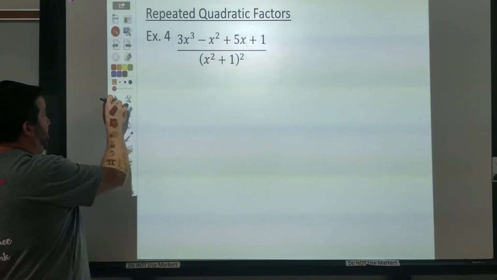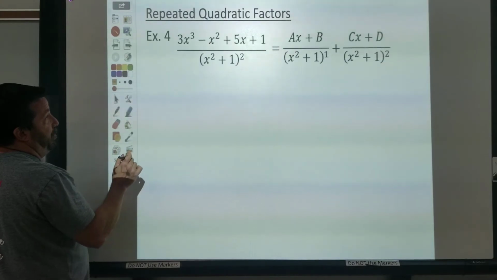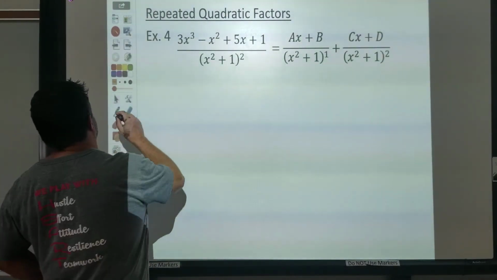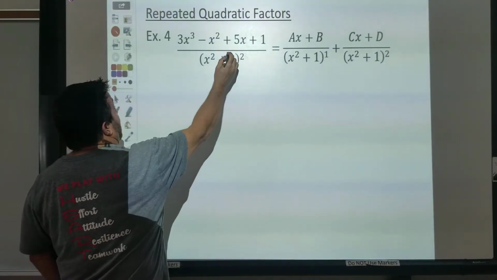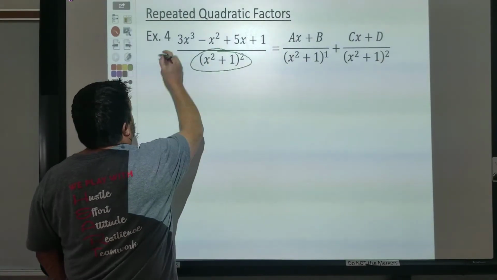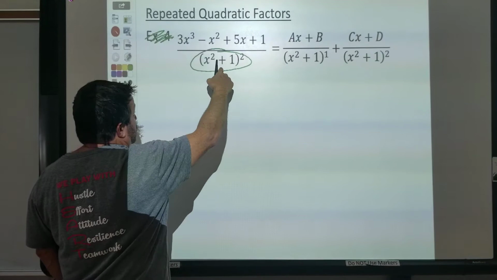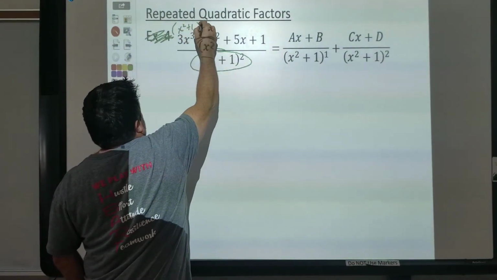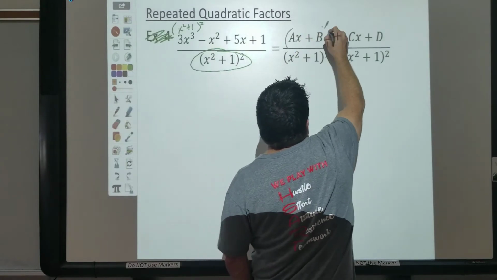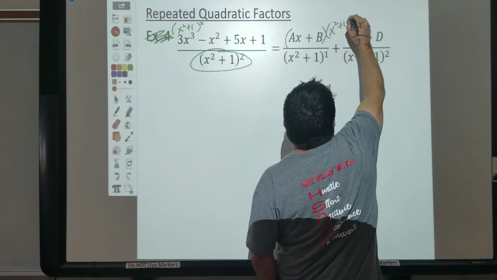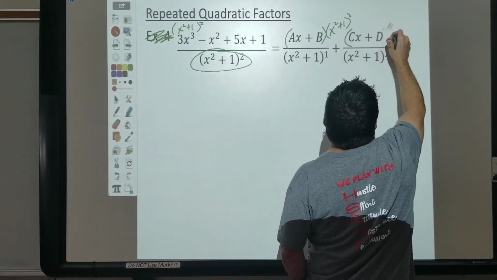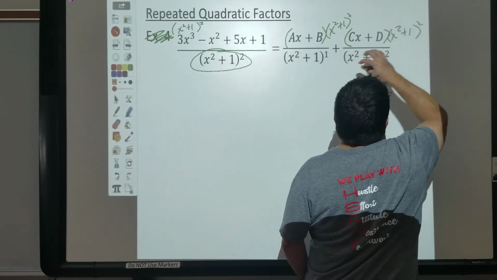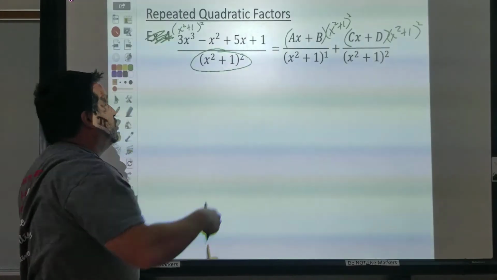That's the setup. Once you have it set up, you're then going to go about this the same way I've done for every other problem. I don't want to have this denominator here, so I'm going to multiply by it. So I'm going to multiply by x squared plus 1 squared, and I'm going to do that here, here, and here. So you have to do it in every single term.